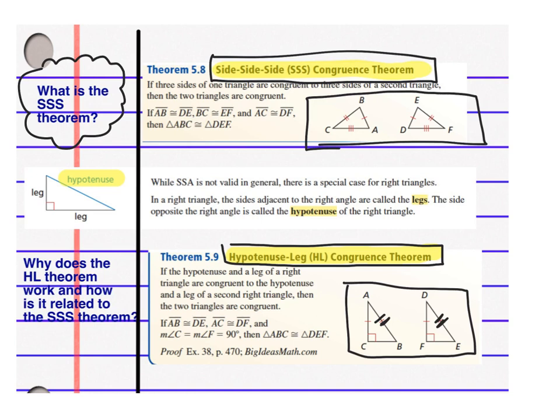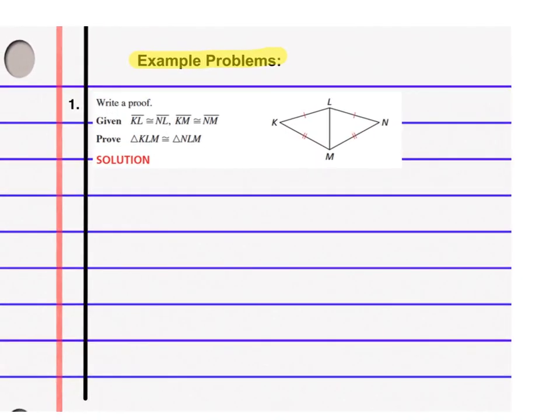So pause the video, write down what you need for this. You don't need to write down everything, but there should be something. Here's the diagram that reminds you of what the hypotenuse and what the legs are in a right triangle. All right, so example 1. Write a proof. You need all of this. So pause the video if you need to.